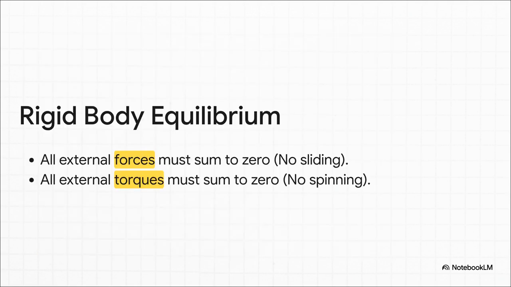Okay, so let's put it all together. For a big object, like a ladder leaning against a wall, to be perfectly stable, what we call rigid body equilibrium, it has to satisfy 2 rules. First, all the straight line forces, the pushing and pulling, they all have to add up to 0. That keeps it from sliding away. And second, all the twisting forces, all the torques, they also have to add up to 0. That keeps it from toppling over or spinning. It has to be perfectly balanced, both linearly and rotationally. No sliding and no spinning.